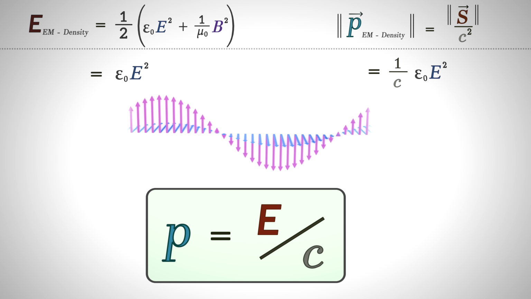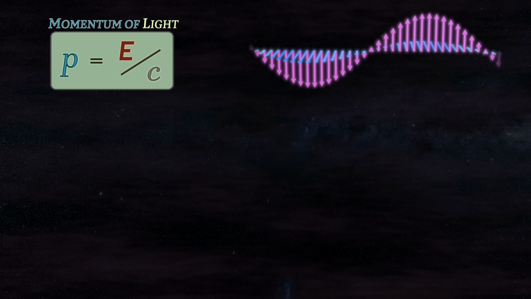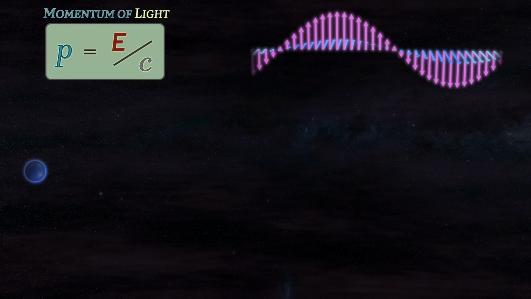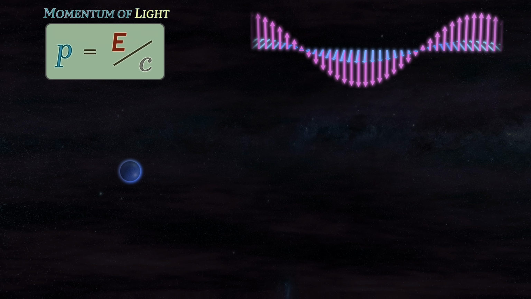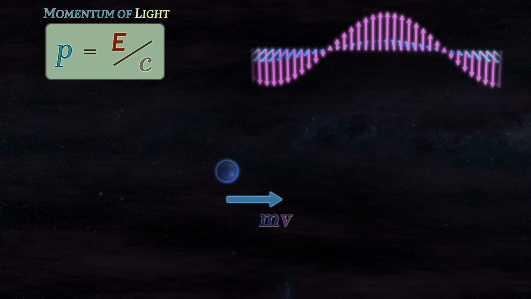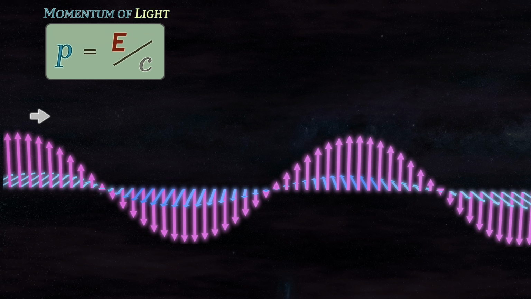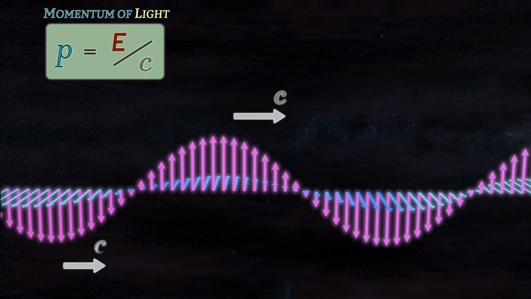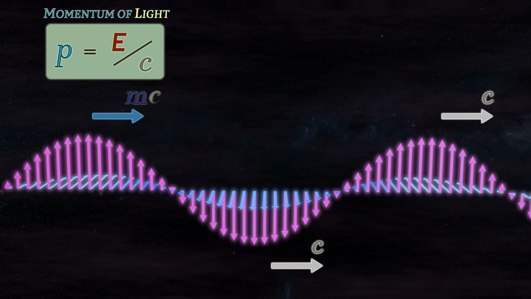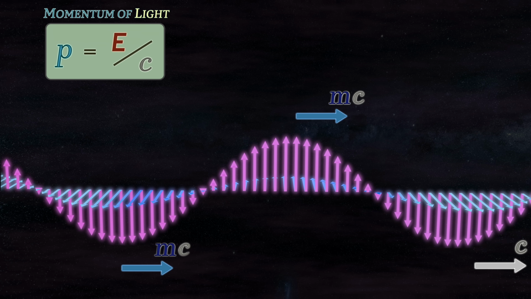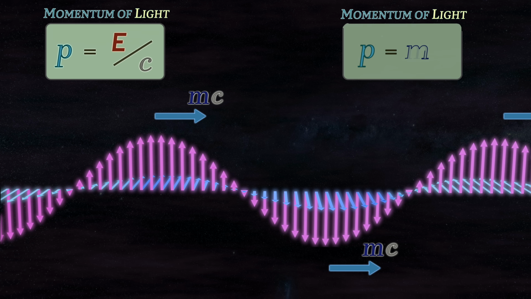It's this relation which immediately yields E equals mc². This is because momentum also equals mv, or mass times velocity. Meaning, since the speed of a light wave equals c, we can also express its momentum as mc, where m stands in for the mass of the light wave.